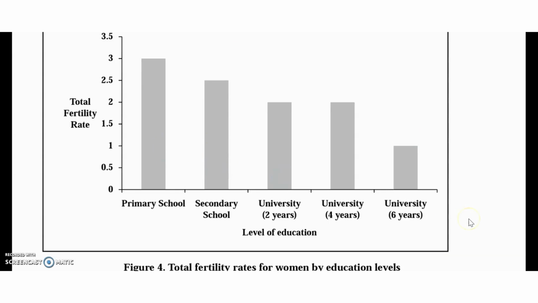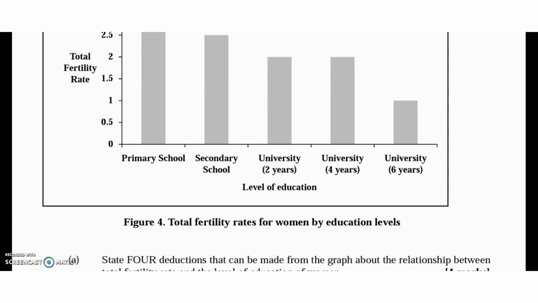Number four now, we can simply observe that the total fertility rate for university level at 2 and 4 years of education is in fact 2 times greater than that of university level at 6 years. So keep that in mind for me, please. Very basic. This graph actually highlights that the more educated women are, technically, the total fertility rate on average will tend to decline.